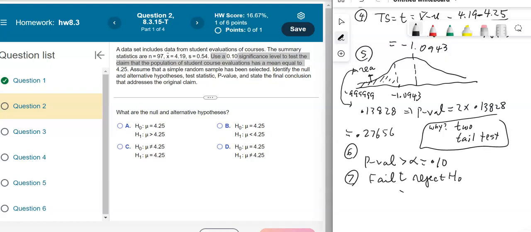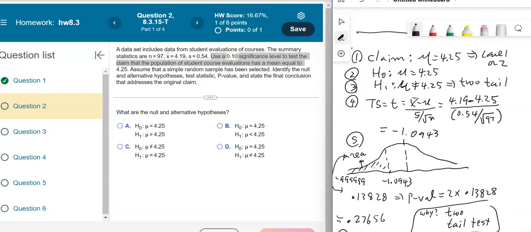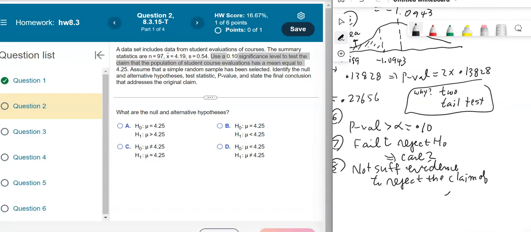This was case 1 or 2, so this is case 2. What is it? Not sufficient evidence to reject the claim. Reject the claim of what? Claim of mu equal 4.25. You cannot reject that. So let's answer everything. That should be the answer for the first one.